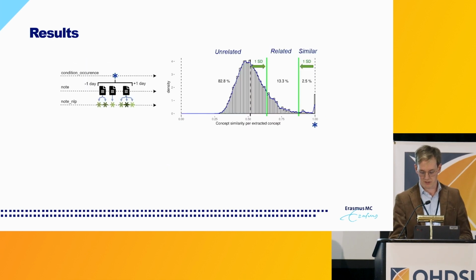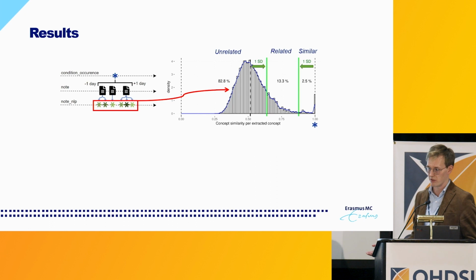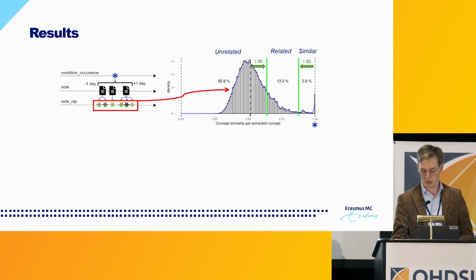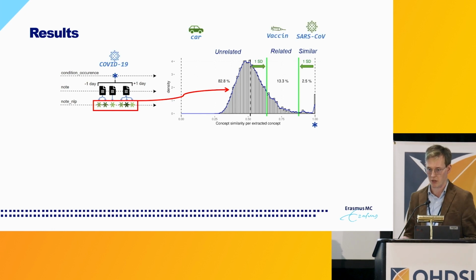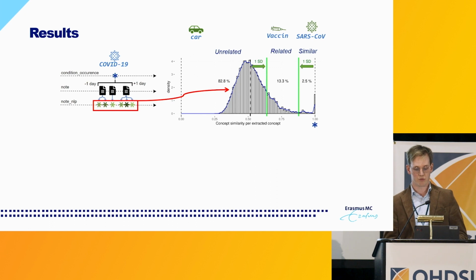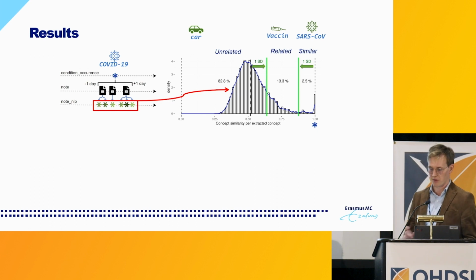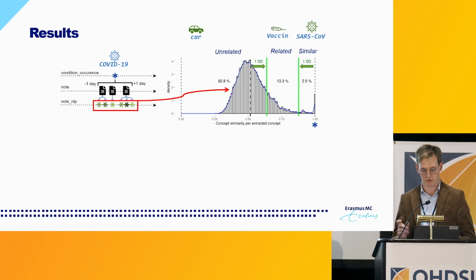Therefore, we looked at the distribution of all the 400 million extracted concepts that we found. We looked at both the distribution and examples to see what kind of thresholds we could use. For the related concepts, we thought everything above 1 standard deviation of the median looks related, and everything above 1 standard deviation from the max, so minus the max, is actually quite similar to the original condition.